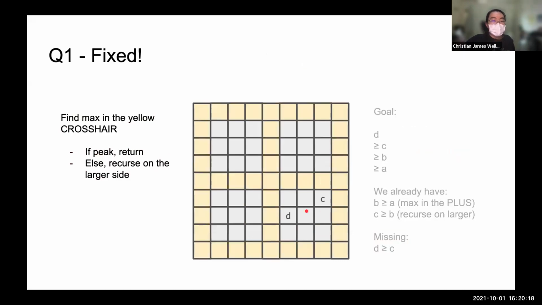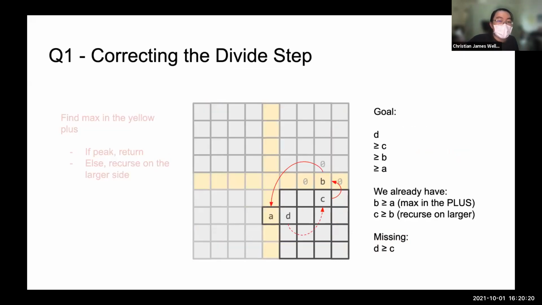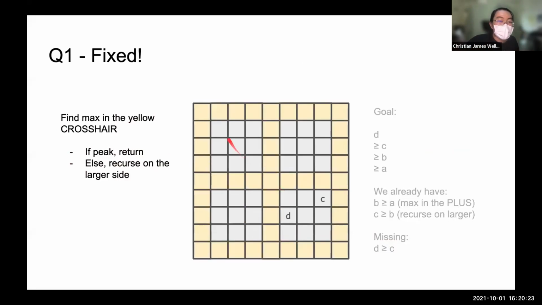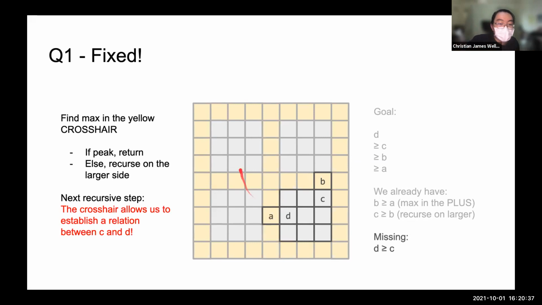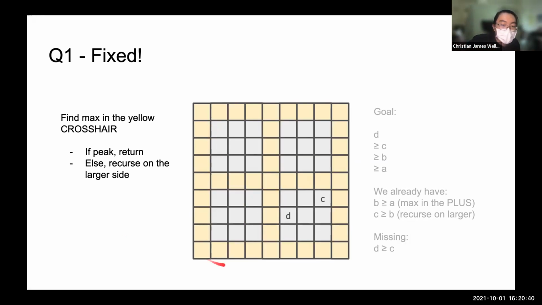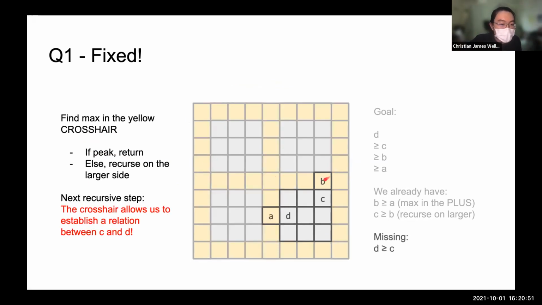So the new idea to fix this is that instead of making it a plus, you also include these borders. Don't just make it a plus, include all the borders surrounding it as well. I'll show you in a bit why this will make it work. So let's say after we find the maximum element in the entire crosshair, I just say crosshair, I claim that it allows us to establish a relationship between C and D.